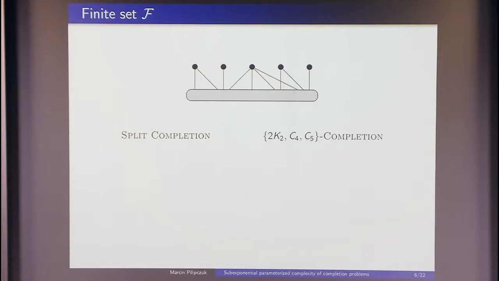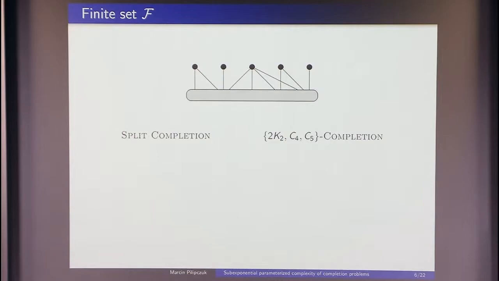If you look at the forbidden subgraph definition, it turns out that this corresponds exactly to graphs that do not contain any cycle on 4 vertices, 5 vertices, or 2K2. 2K2 is just two parallel edges as an induced subgraph. So this is a split completion.